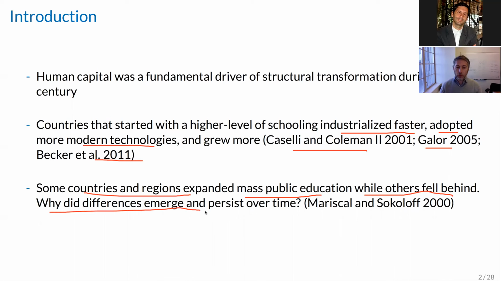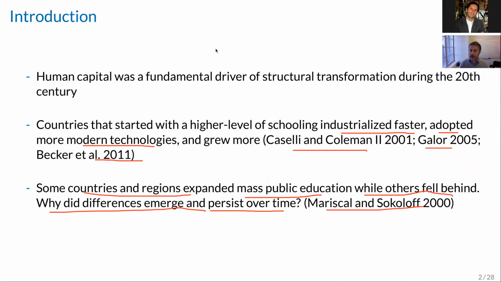So the two questions here, right? One is, why did it happen that some countries, for example, invested and expanded mass schooling while others did not? That's question number one. And then question number two is, what are the consequences of that? And whether that matters in the long run, whether those things persisted in the long run or not. For the case of the Americas, there's a lot of very nice historical work done by Mariscal and Sokolov, among others, documenting this difference across different countries.